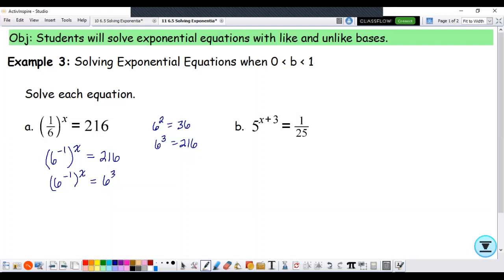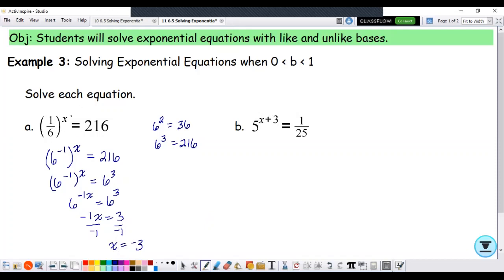And we also know that when we have a power to a power, we can multiply those exponents. So this is actually 6 to the negative 1x equals 6 to the 3. Now that we have the same base, I can set negative 1x equal to 3, divide both sides by negative 1, and we find that x equals negative 3.